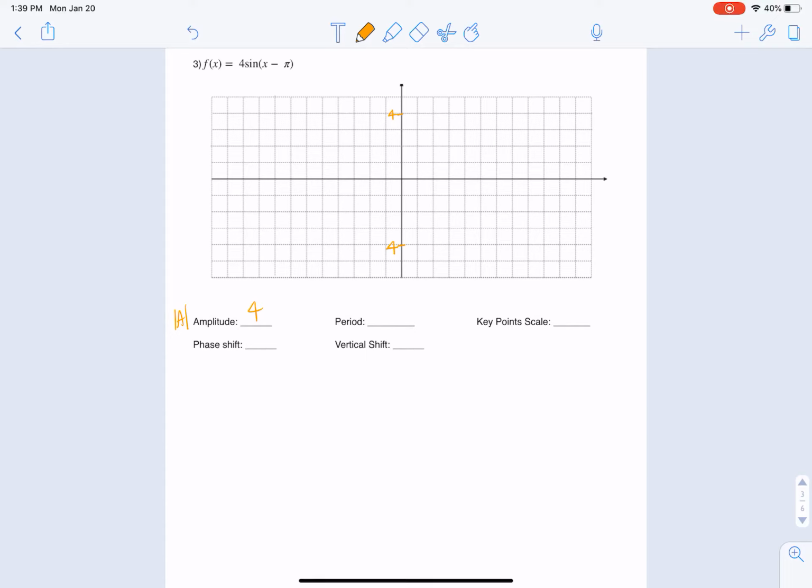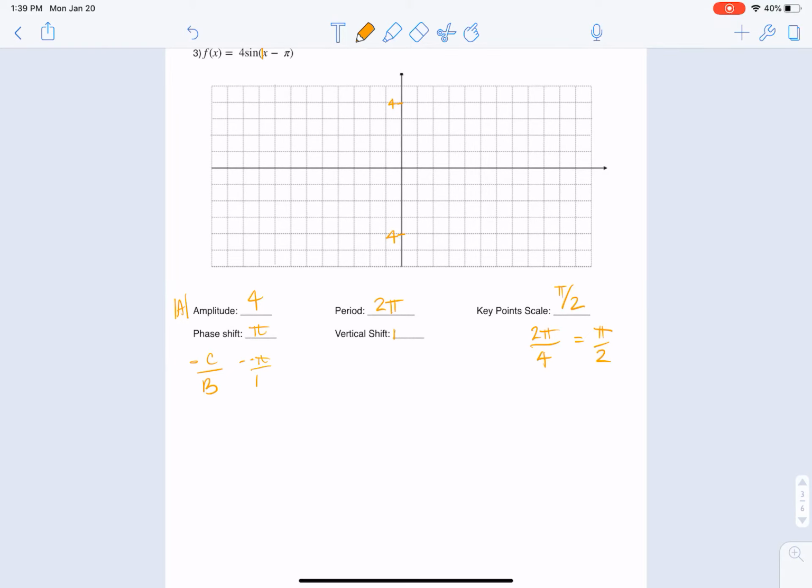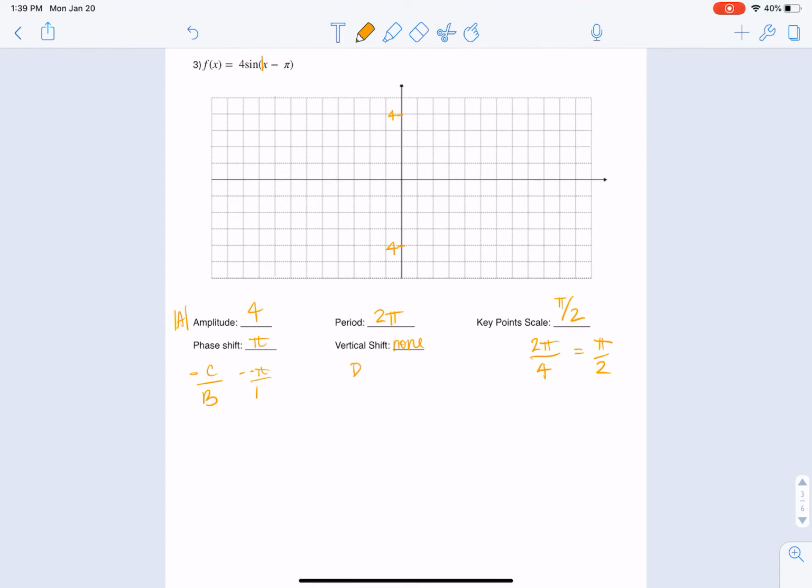My period is 2 pi over B, which is just going to be 2 pi because my B value here is just 1. My key point scale is my period divided by 4. So 2 pi divided by 4. It's going to give me pi over 2. My phase shift is going to be negative C over B. So negative pi over 1. So my phase shift is going to be at pi. And there's no D value here, so I don't have any kind of vertical shift.